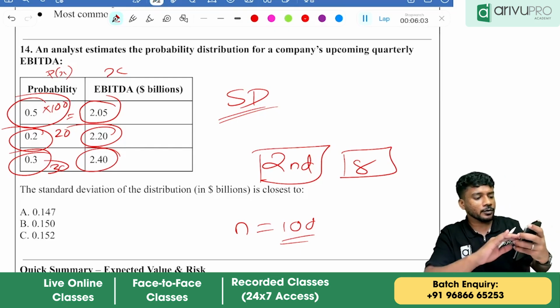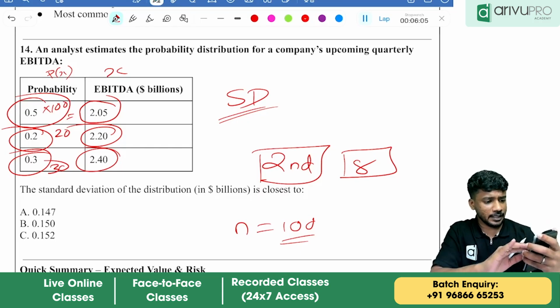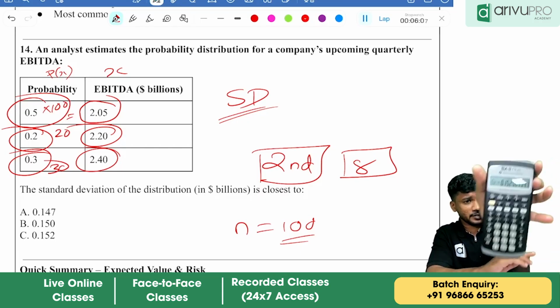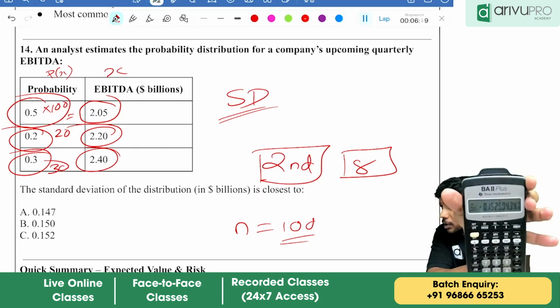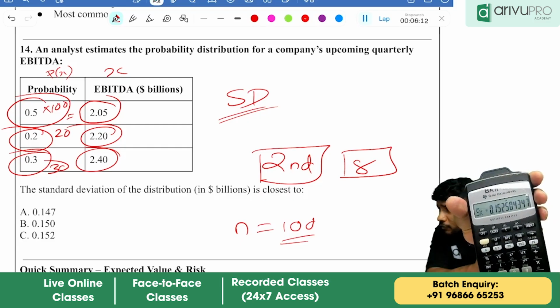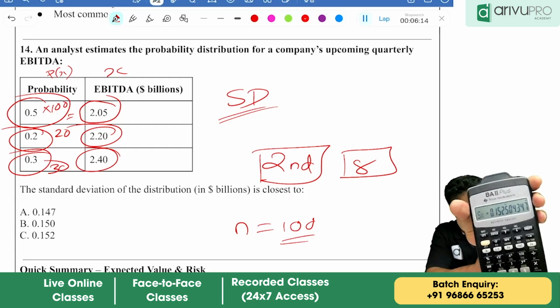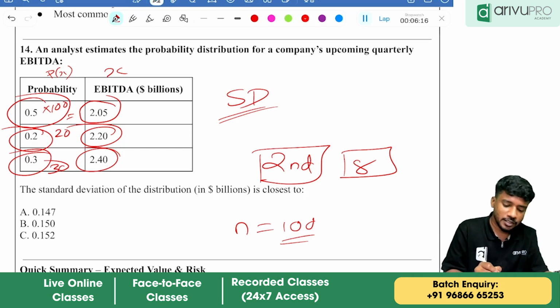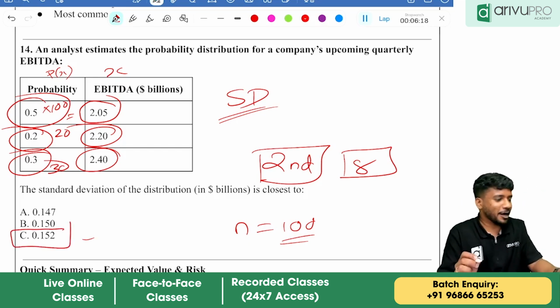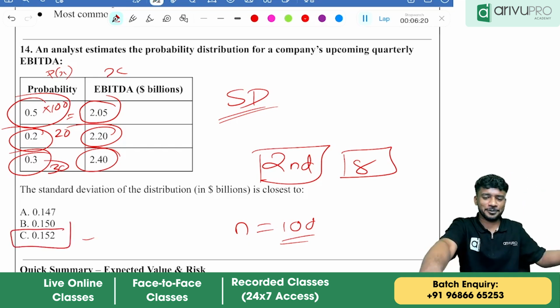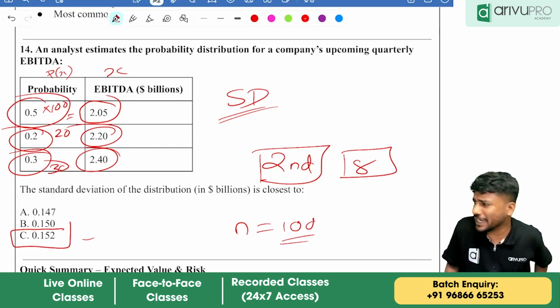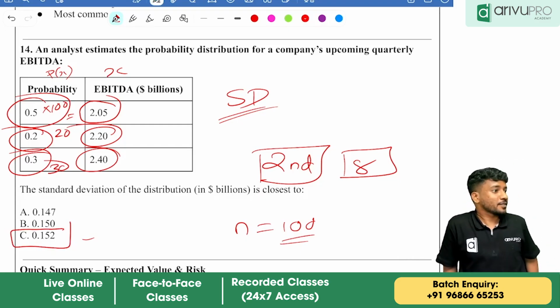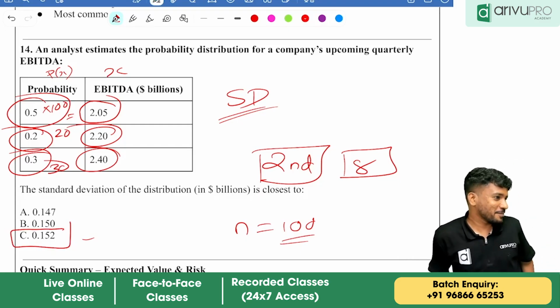Then move down. X bar is there. Sx value is there. Sx value is how much? Which is equal to 0.152504. Answer is option C. How many minutes do we need in order to get the answer? Within a few seconds we will get the answer. Automatically it will come.